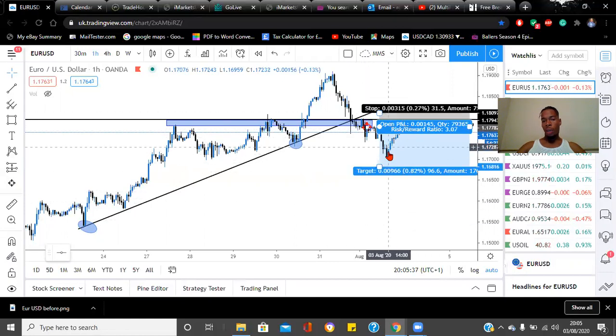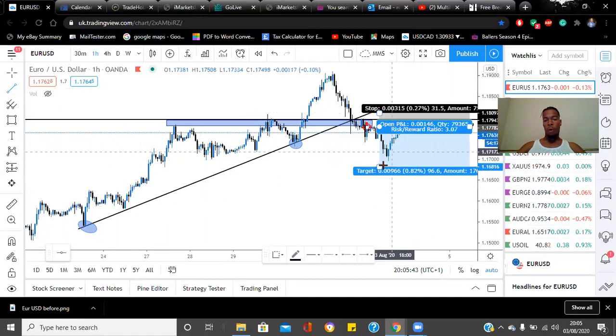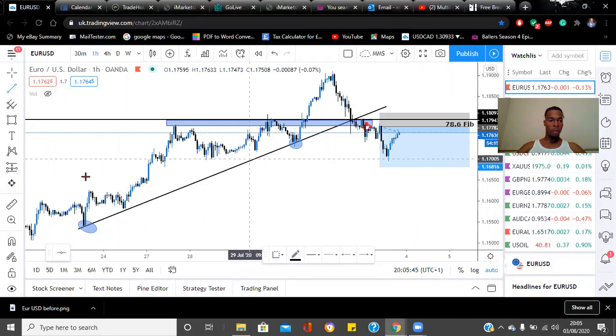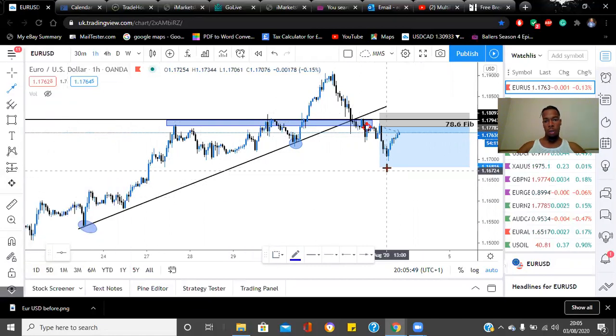This is called a pullback or retracement. So price is probably going to do this. Of course, no one knows what's going to happen in the market, and it's not guaranteed, but we hope that price will do this.